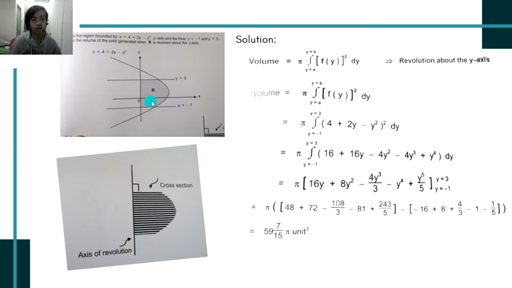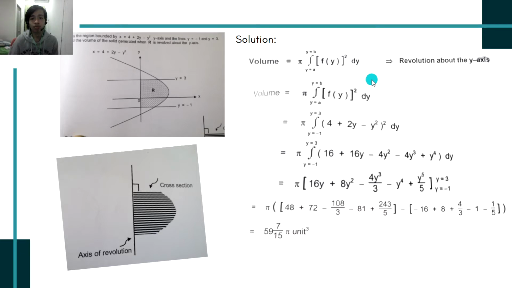And one more piece of information that we can get from this question is, since it is revolving about the y-axis, our upper bound will be taken from the y-axis, which is 3, and our lower bound is negative 1. Next, we'll go into the formula for answering this question. Since this is a revolution about the y-axis, our formula will be pi integral, upper bound y equals b and lower bound y equals a, bracket f of y bracket squared dy, because it's revolving about the y-axis.